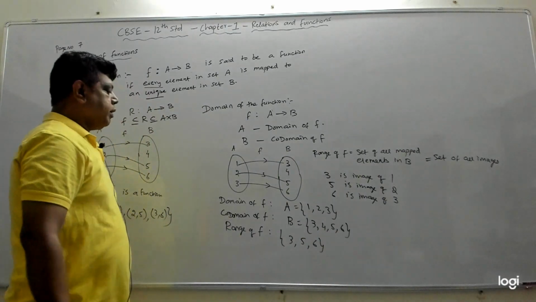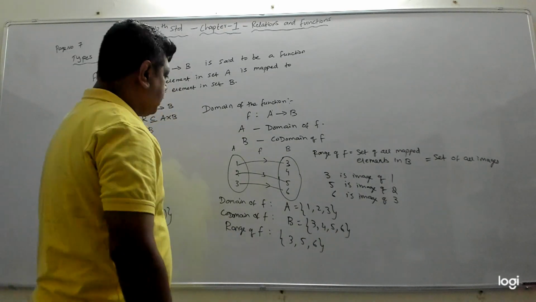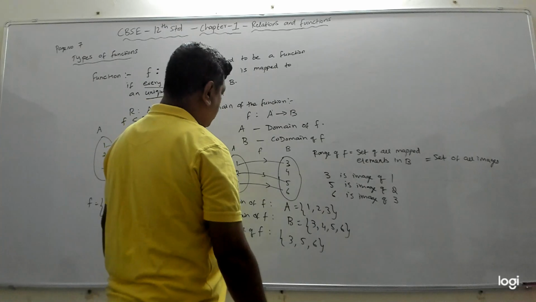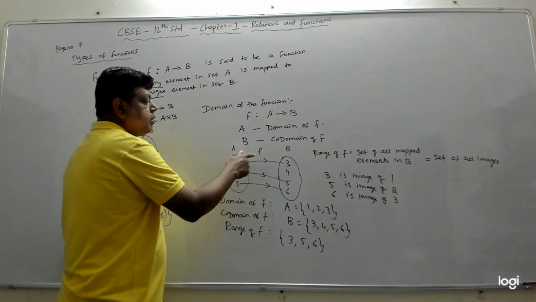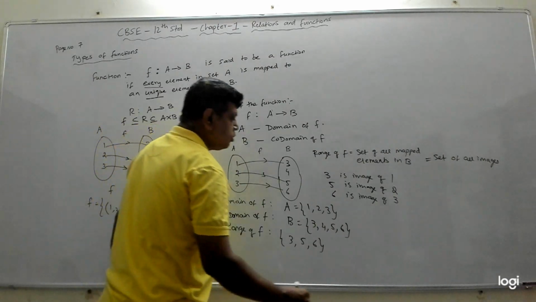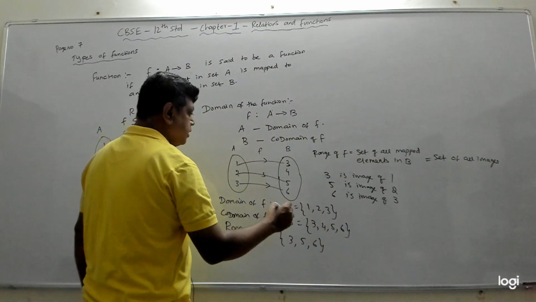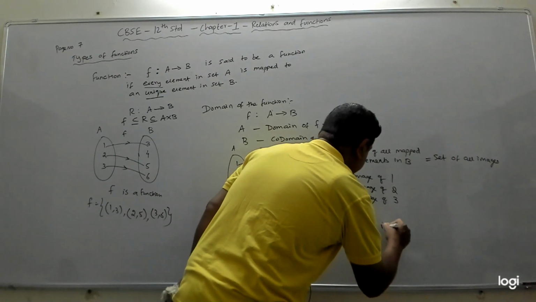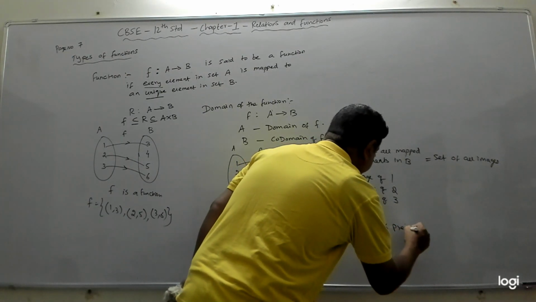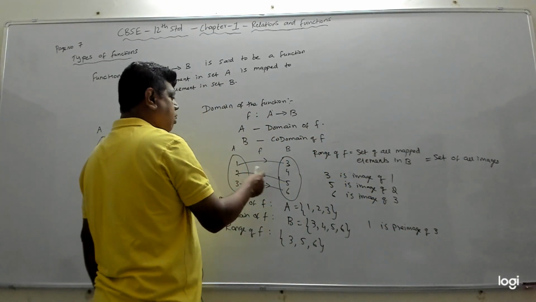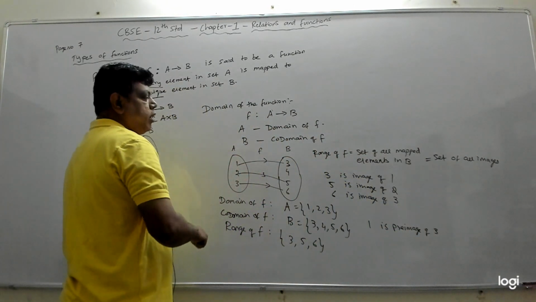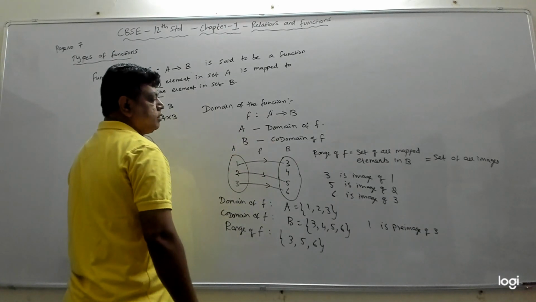Domain, codomain and range of f. Now next, we call these elements pre-images. 1 is the pre-image of 3. Here I will write, 1 is the pre-image of 3, or you can say 3 is the image of 1.